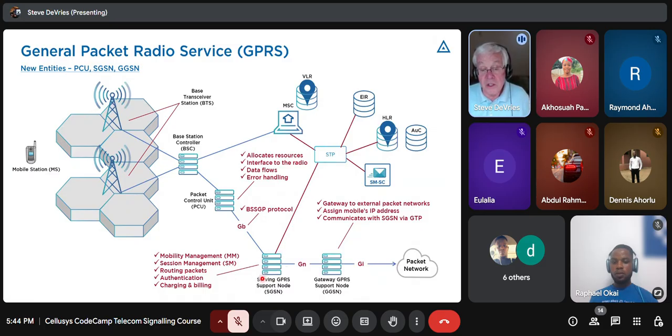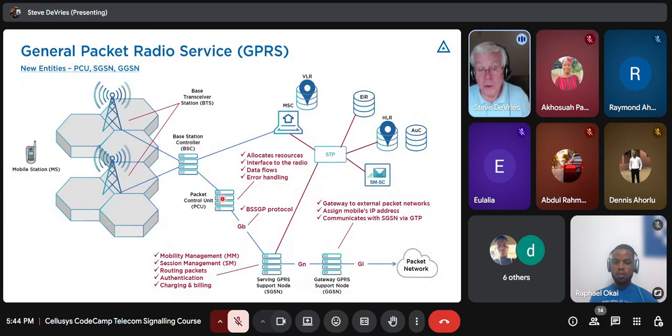This device here, this Serving GPRS Support Node, talked SS7. So it had to know where you were at. It still had to do authentication and billing and it routed packets. So it still had to communicate, and it did that over SS7. This was a separate protocol.